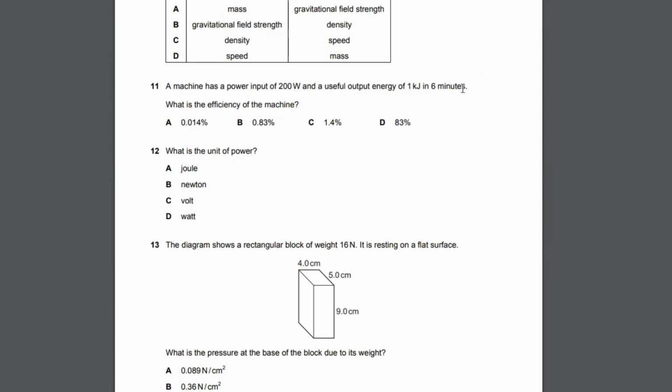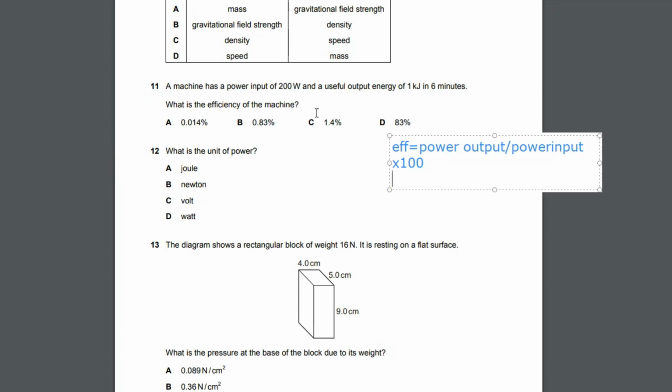Next is a machine has a power input of 200 watts and a useful output energy of 1 kilojoules in 6 minutes. What is the efficiency of the machine? So for efficiency, formula is, in short, it is power output divided by power input. And whatever I get, I will just multiply it by 100 to get it in percentage. So they have given me power input of 200 watts and the useful output energy of 1 kilojoules in 6 minutes. First of all, I will find the power output.